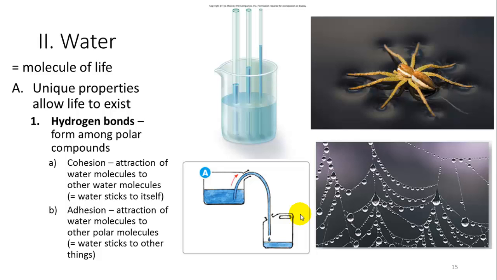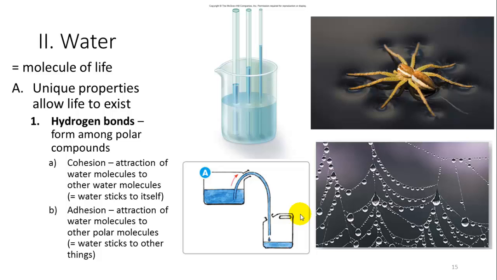Okay, so now we're going to talk about water. Water is an important molecule for life for many reasons, and most of them have to do with the ability of water to form hydrogen bonds very readily. Okay, and if you remember, hydrogen bonds form among these polar compounds. Now, the hydrogen bonds give water many properties, including cohesion. Cohesion is the ability of water to stick to itself.